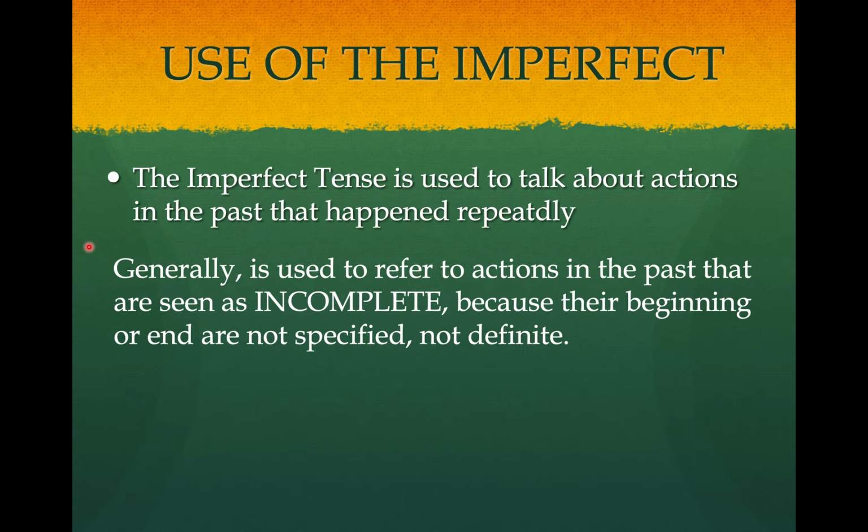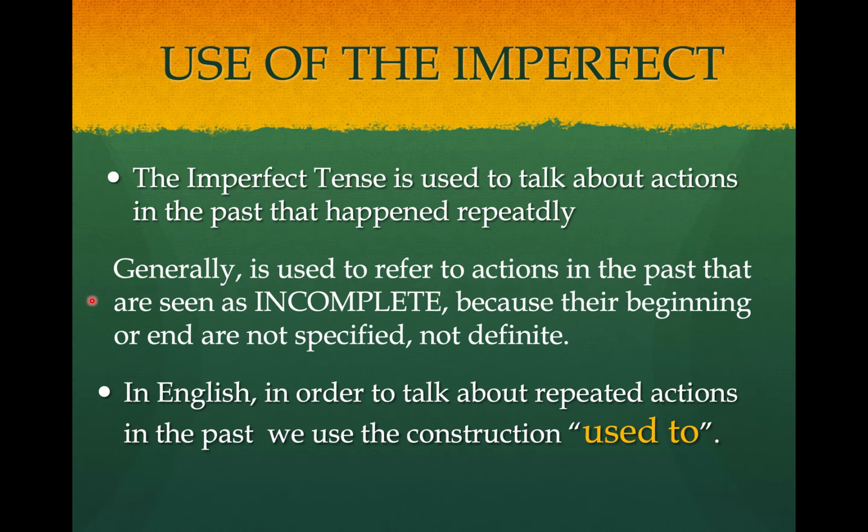Generally, it is used to refer to actions in the past that are seen as incomplete because their beginning or end are not specified, not definite. For example, my brother used to play basketball. We don't know when he started playing basketball or if he ever stopped playing basketball because it's incomplete. It's not specified. In English, in order to talk about repeated actions in the past, we use the construction "used to."